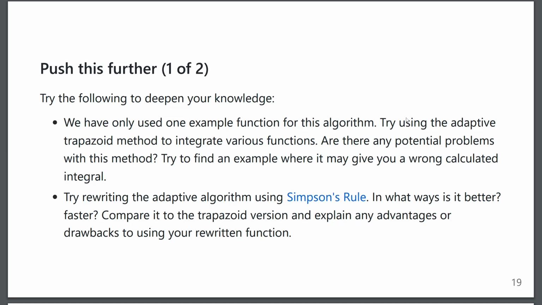Now, the second thing I want you to try is rewriting this algorithm using Simpson's rule, and I'll provide links in the description below. Try rewriting it using Simpson's rule and say, okay, in what ways is it better? Is it faster? Do we get to the answer more quickly? And compare it to the trapezoid version and explain to yourself for your own understanding why using Simpson's rule might be better or worse, and why you might want to use one over the other. I think what you'll find, though, is that Simpson's rule is so much more accurate that you're going to get a better result either way.